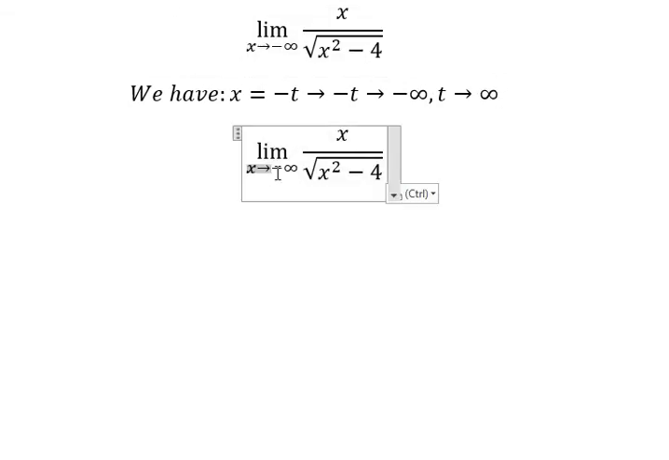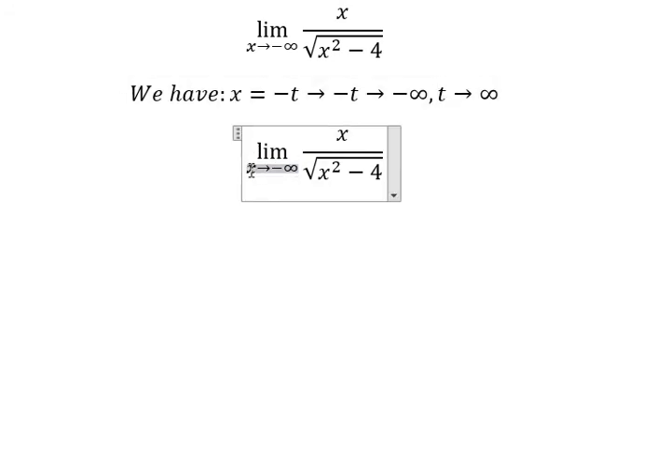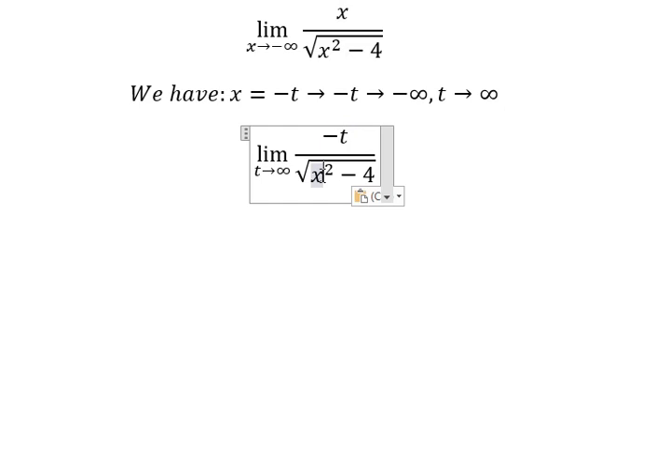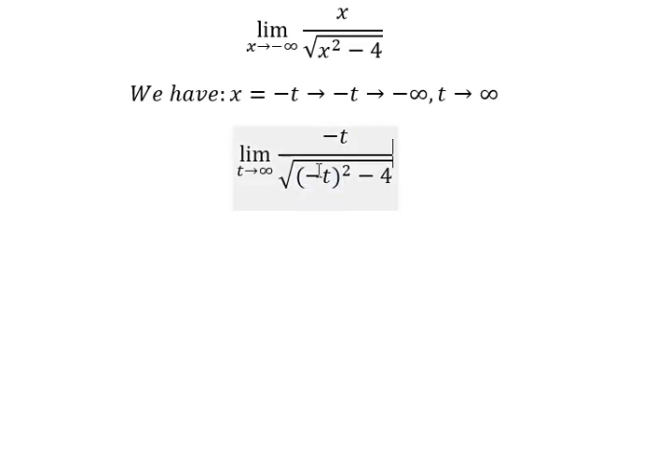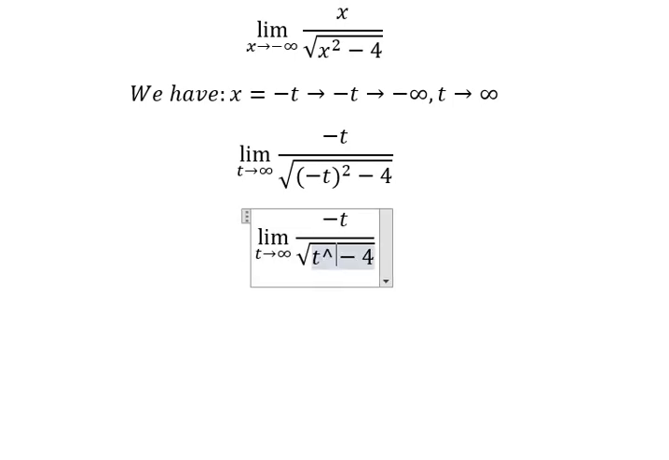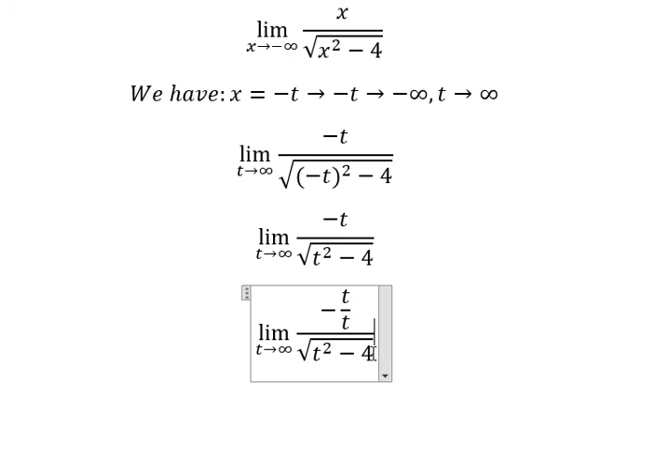So we change this one into this one. About s, we change it to negative t and negative t. We know that this is an even power. So negative t with the power 2, you get t squared. Next, we divide t on the numerator and denominator.